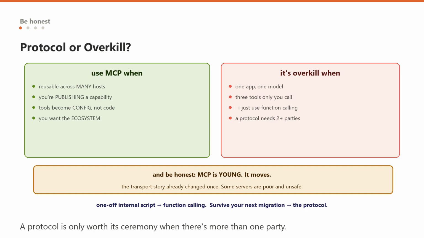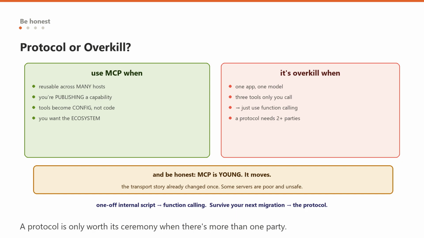When you want the model's tool surface to be a configuration decision rather than a code change, so users can plug in the servers they need. And when you want to consume the ecosystem, which is now the strongest argument by some distance. There are hundreds of servers already written, and using them is a config line rather than a project. Now, when is it overkill? If you have one application, one model, and 3 tools that only you will ever call, native function calling is simpler and you should just use it. MCP is a protocol, and a protocol is only worth its ceremony when there is more than one party.